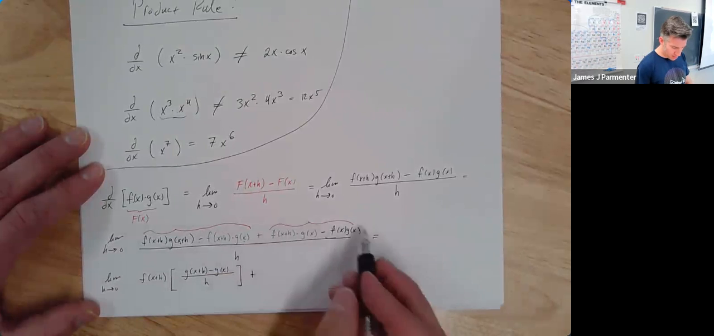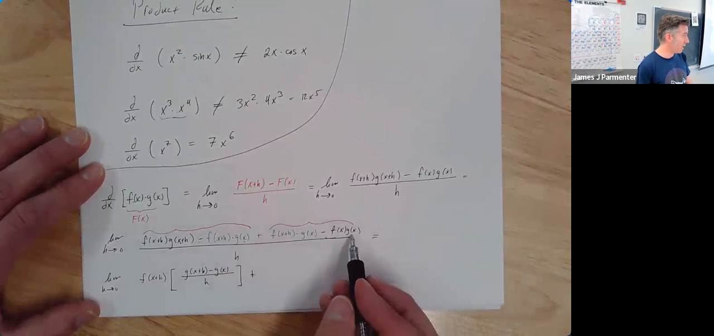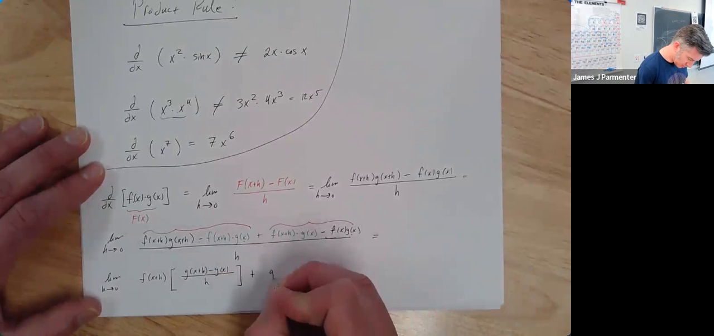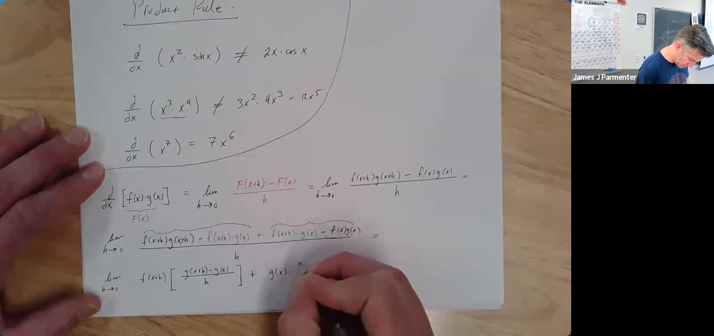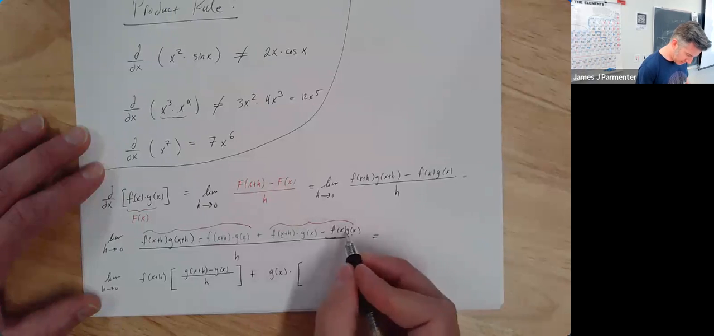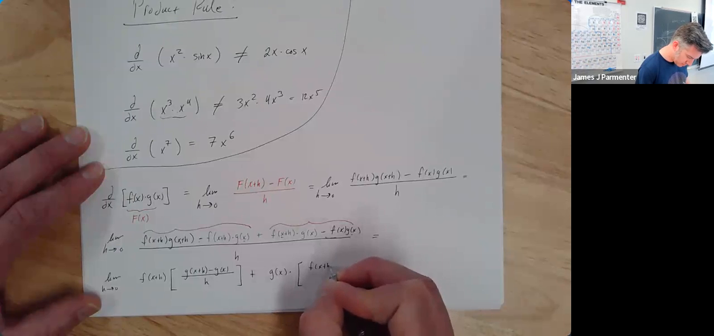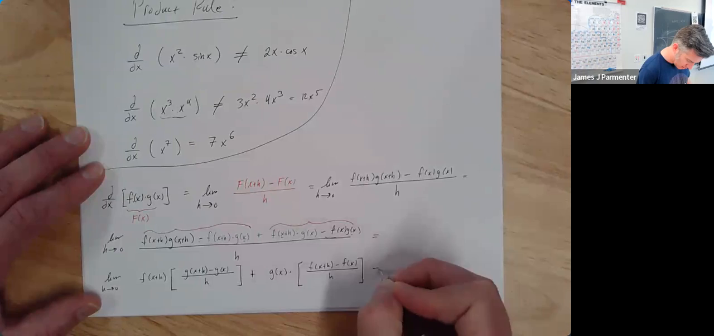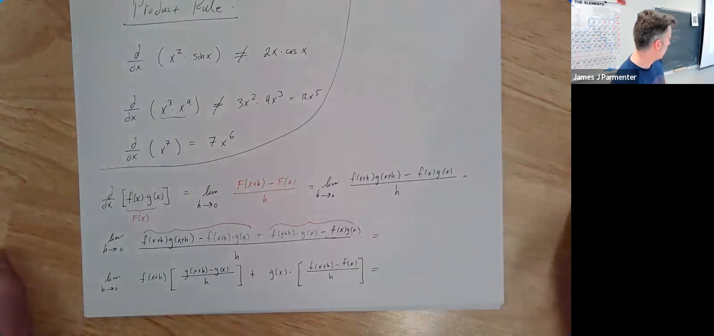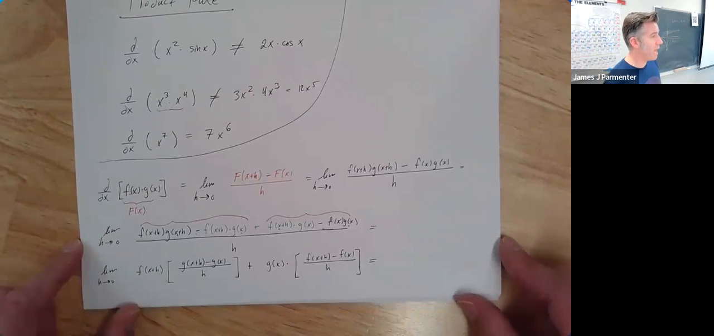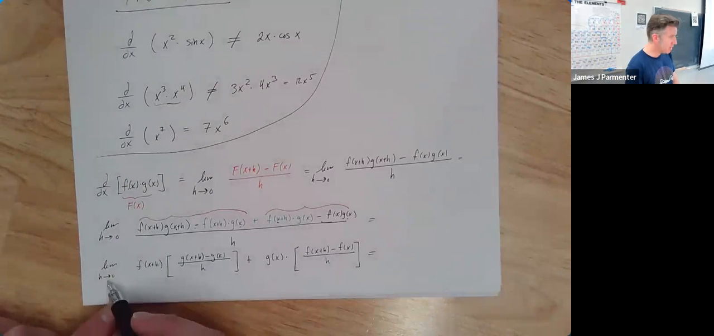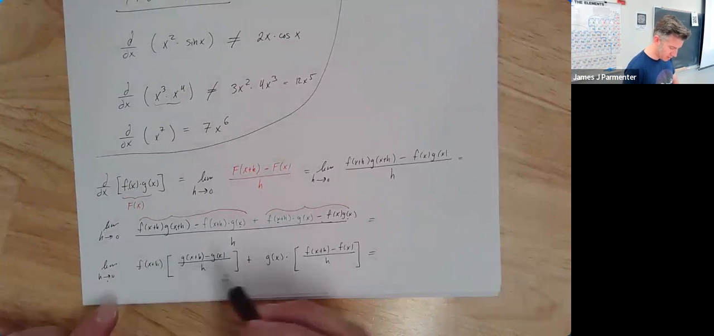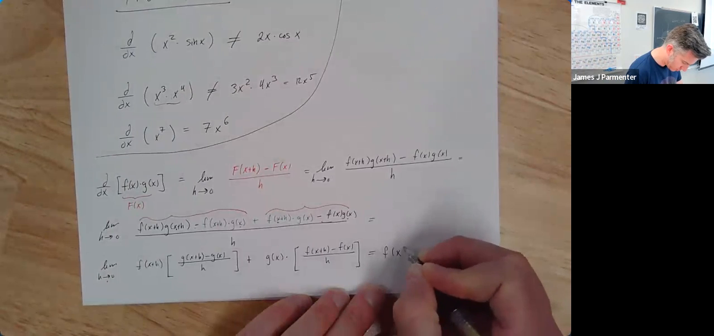Plus, here, I can factor out a g of x. And I'm going to have g of x times f of x plus h minus f of x, all over h. Okay, so now we're going to let h go to 0 and watch what happens. If h goes to 0, I get f of x plus 0. Well, that's just f of x.